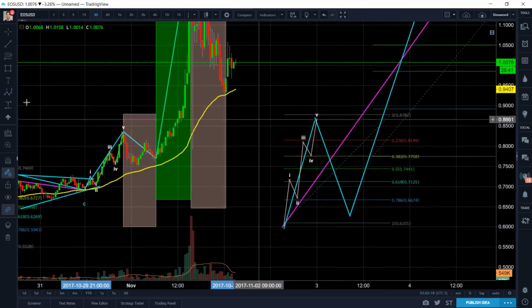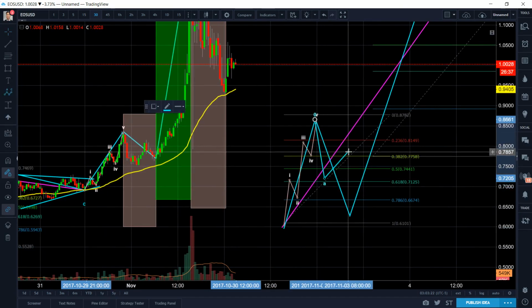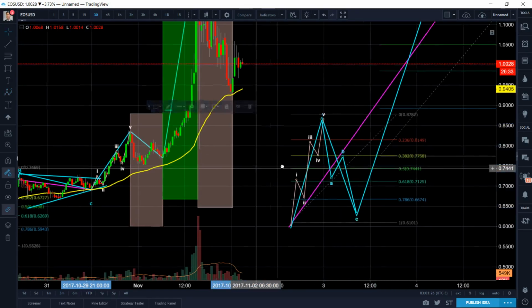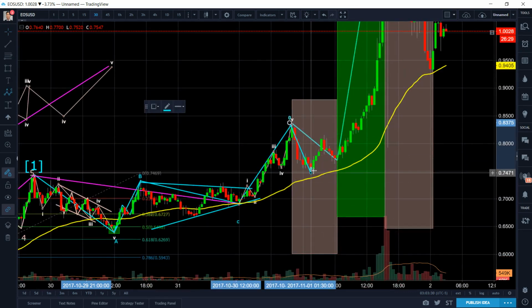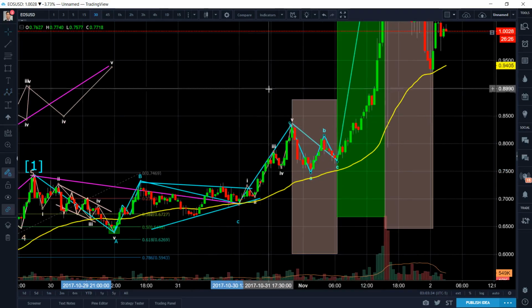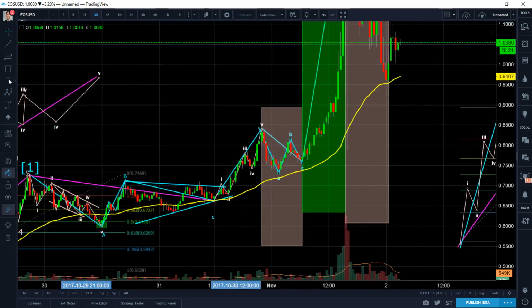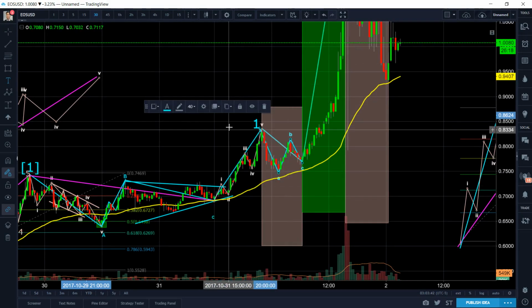So what we can expect next is an ABC correction like this. A, B, C. Okay? Something like that. And let's see if we actually get it. Okay, sure enough, we get the ABC correction. Boom. Now we are officially done with it. And we know that this now is basically subwave 1 finishing, okay? We'll just call it 1 like that.